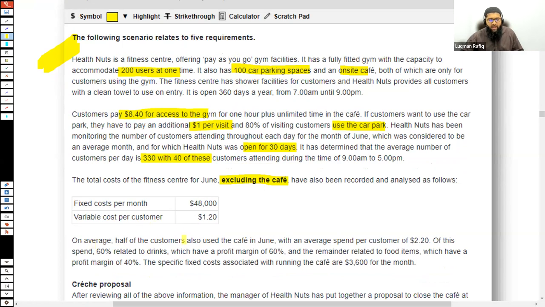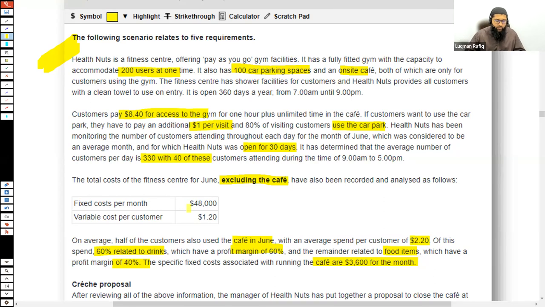And it says on average, half of the customers also use the cafe in June, with average spend per customer of... Of this spend, 60% related to drinks, which have a profit margin of 60%, and the remainder related to food items, which have a profit margin of 40%. The specific fixed costs associated with running the cafe are $3,600 for the month.